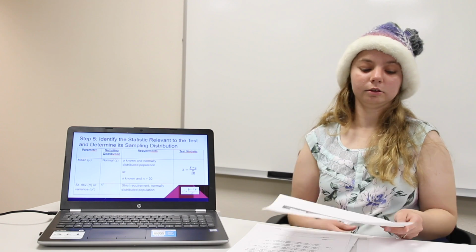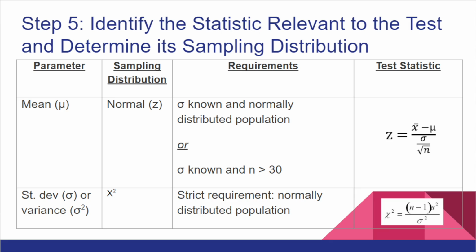For mean mu, with a sampling distribution of normal z, the requirements would be sigma known and normally distributed population, or sigma known and n greater than 30. And the test statistic would be z equals x bar minus mu divided by sigma divided by the square root of n.